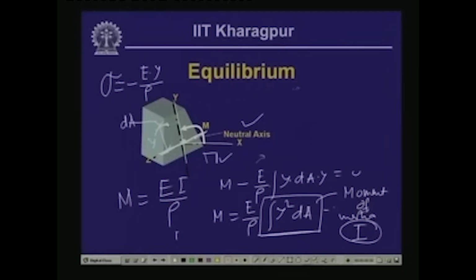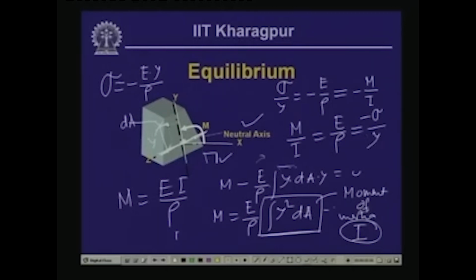So, sigma by y is equal to minus E by rho, and E by rho is equal to M by EI. So, this is minus M by I. So, we can write that M by I is equal to E by rho is equal to minus sigma by y. This particular equation, which relates the moment with the stress, or the moment with the curvature, we call the bending equation or the moment equation.